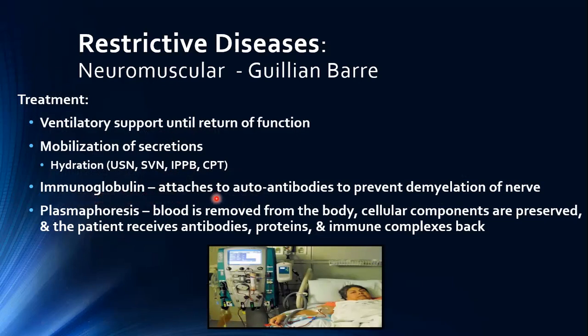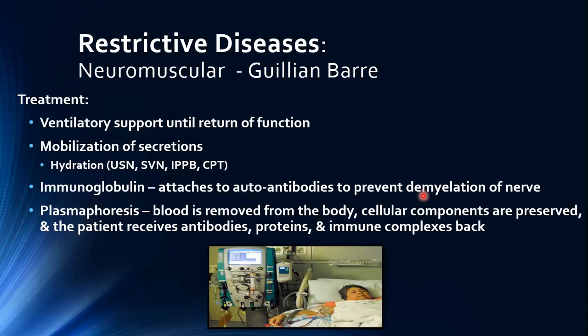And then immunoglobulin attaches to the autoantibodies and prevents them from killing the nerve, right? So we said that autoantibodies will go to the myelin and start eating it away. It's called demyelination, right? Removing the myelin from the nerve. Well, we can give you IV immunoglobulin, which will attach to those autoantibodies and prevent the demyelination of the nerve, once we know that's what it is, right? We got to know what it is first, and then that give you an IV of immunoglobulin, all right?